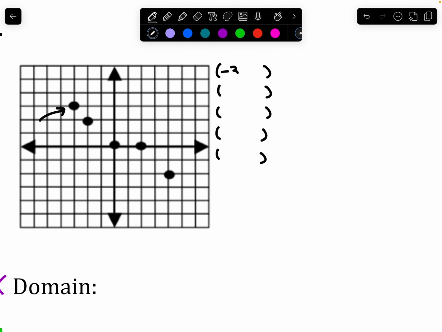So that coordinate is at -3, +3. And then I'm going to move to the one directly next to it. That's at -2, +2. The next one is at the origin, 0, 0. The next one is on the x-axis at 2, 0. And then the last one is at 4, -2.